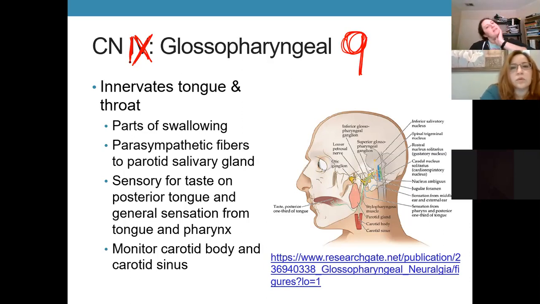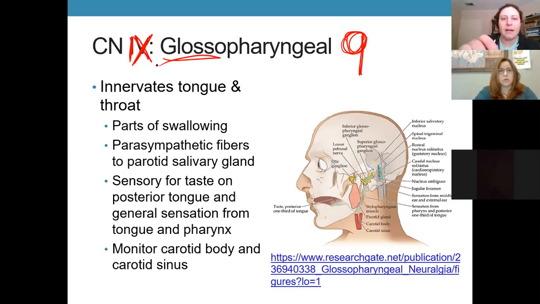It innervates the tongue and the throat, and that's where its name comes from. Glossa refers to your tongue, and your pharynx is the muscular part of the throat that's right behind your nose and your mouth. So glossopharyngeal because it's tongue and throat. Your throat muscles are mostly involved in swallowing. Any other glandular stuff is controlled here, so the other salivary gland gets controlled here.